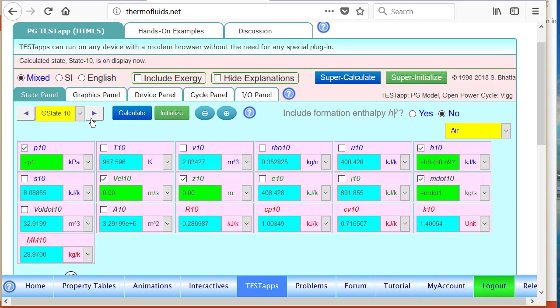Then state 10 is obviously our actual exit state, so again we are taking advantage of the definition of turbine efficiency here. Pressure and enthalpy are known for state 10. And finally, state 11, our state after the regenerator on the exhaust gas side, is obtained from an energy balance. Enthalpy is obtained from an energy balance on the regenerator.